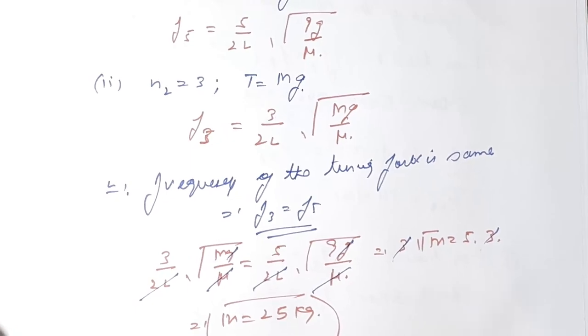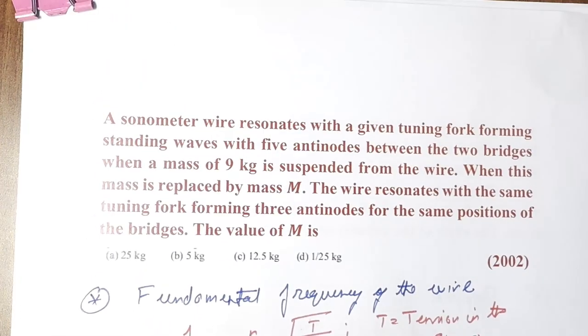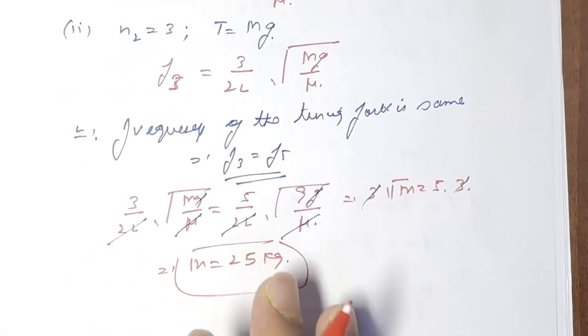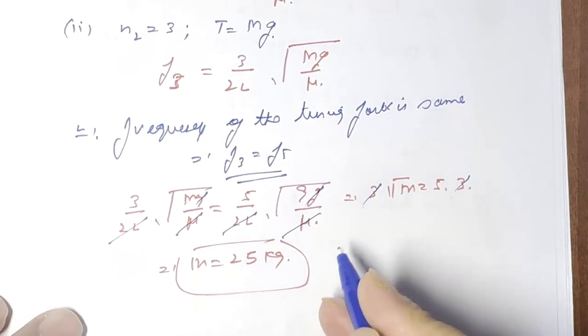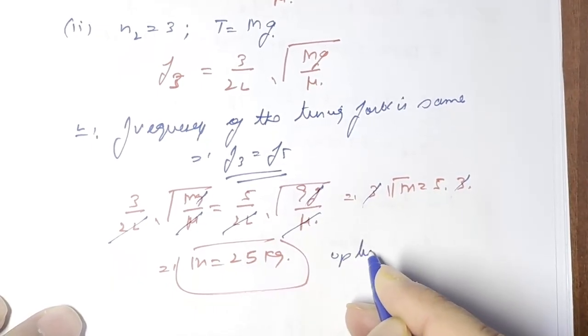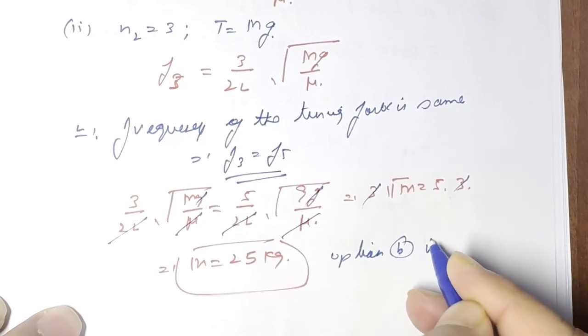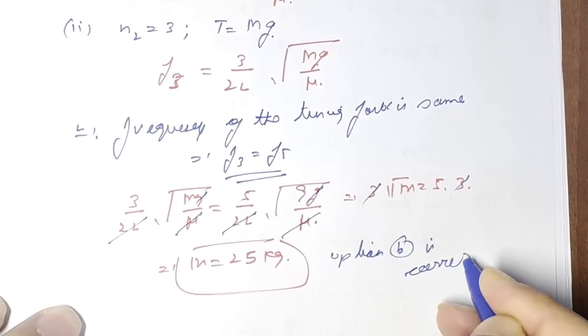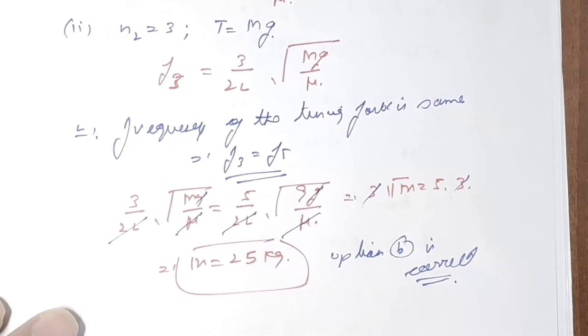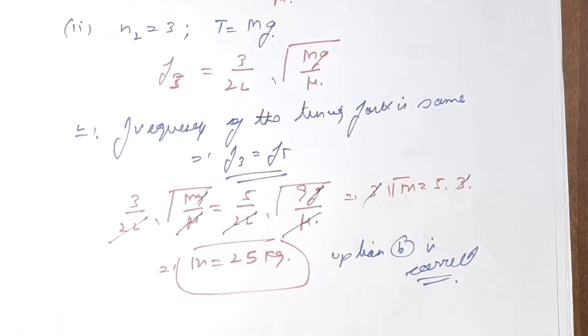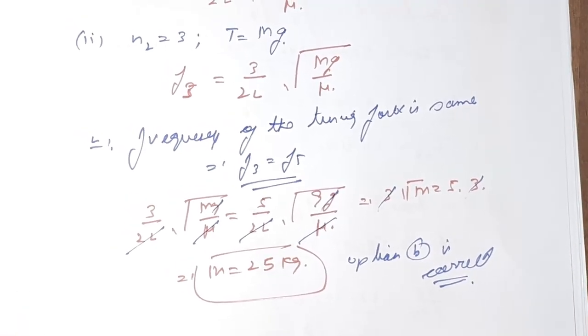So this is the value of M, and of the options given to us, option B is the correct option. Option B is correct. So this question was quite simple, directly based on the formula. This completes the question. Thank you.